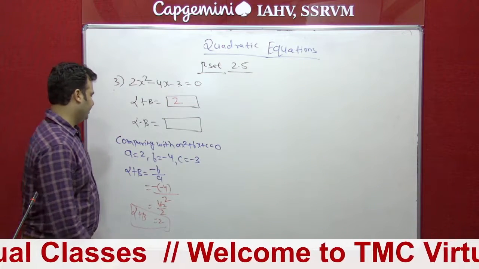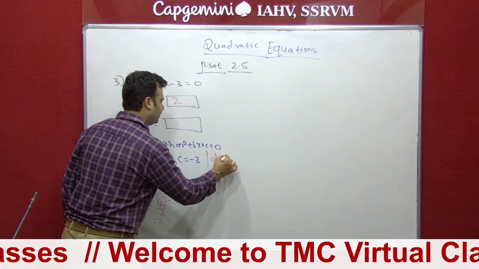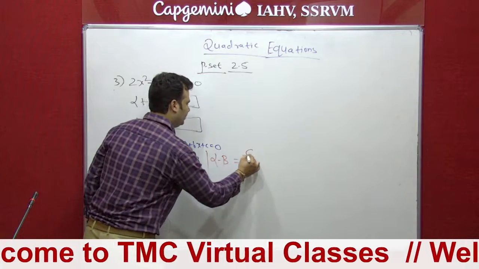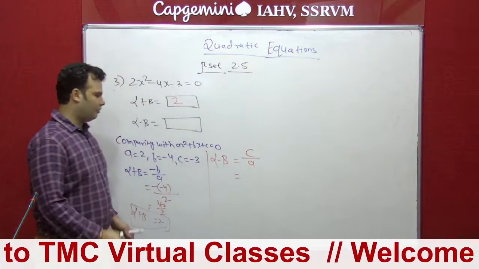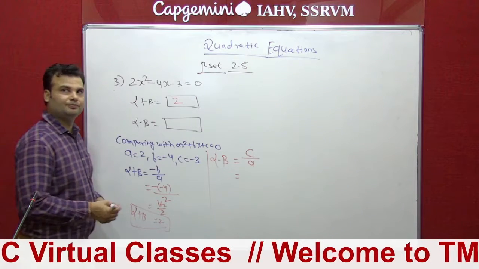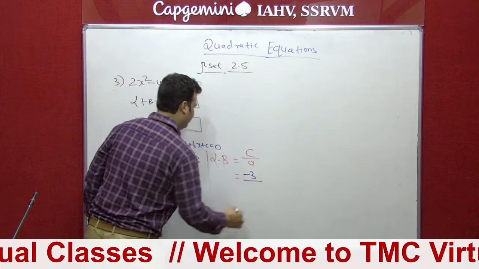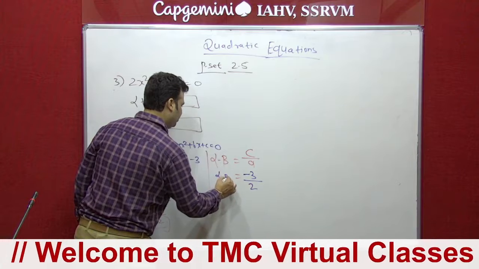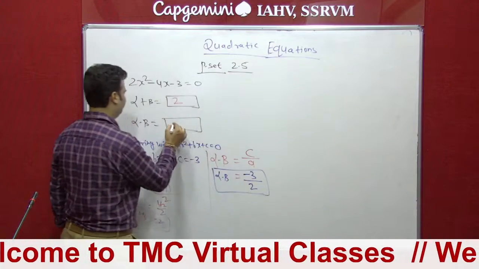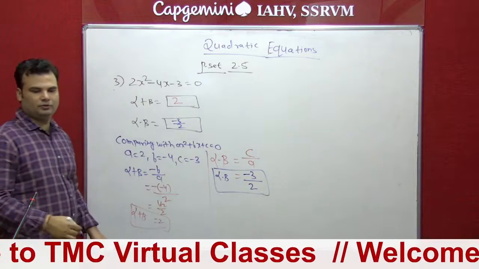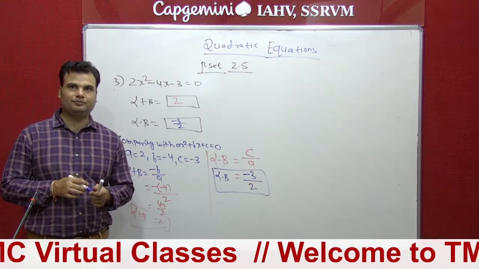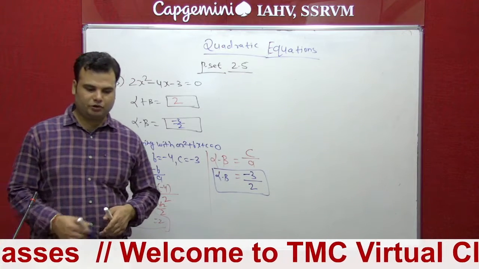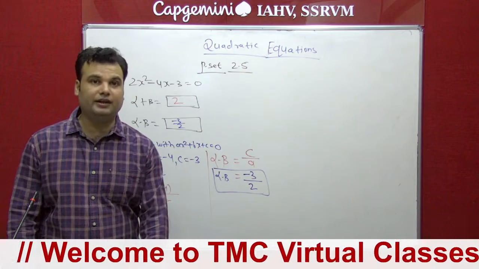Similarly, we have to find alpha into beta. What is alpha into beta? That is c upon a. What is the value of c here? c is given as minus 3, upon a, and a is given as 2. So minus 3 upon 2. So alpha into beta is minus 3 upon 2. This way we can solve the activity based question from practice set 2.5. This one is very important, very simple.